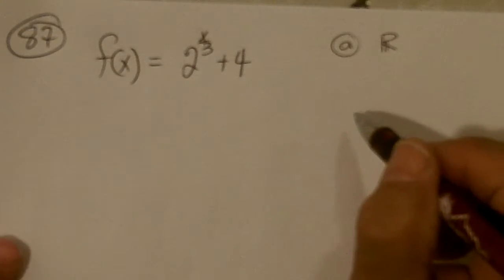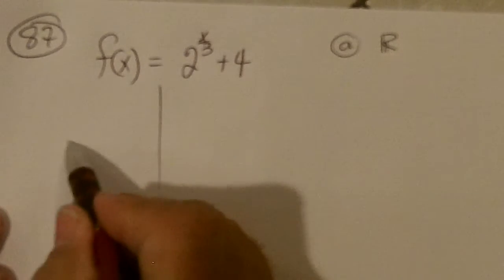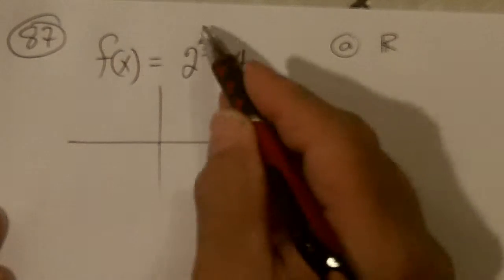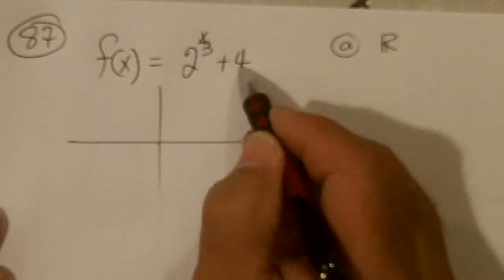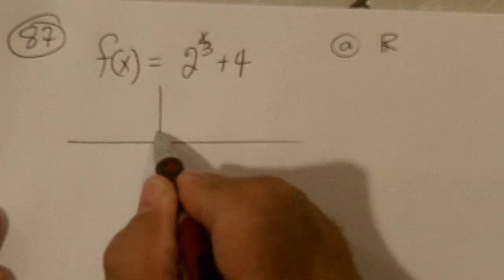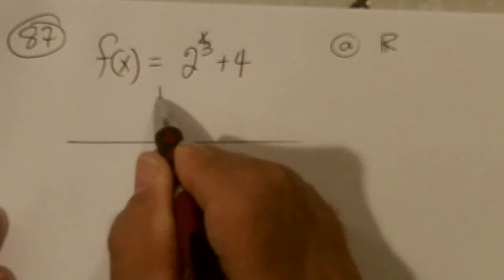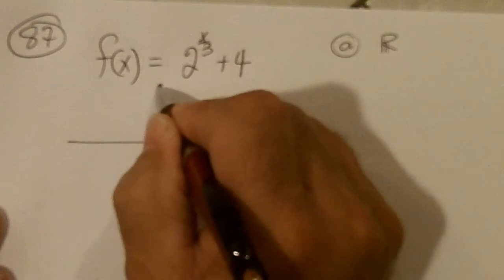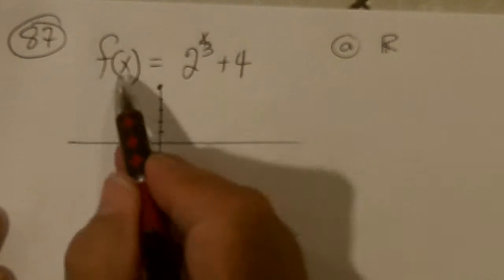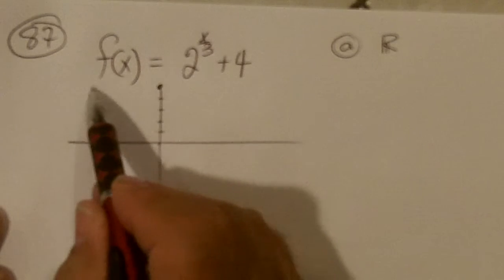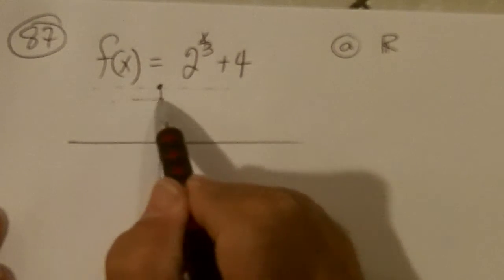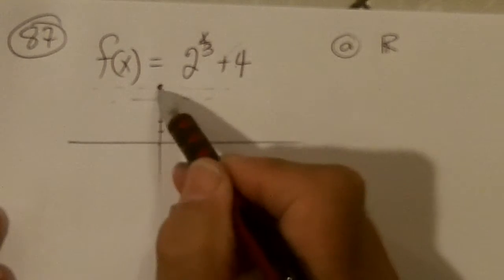B, graph it. So if I put in 0, 2 to the 0 is 1, plus 4 is 5. This exponential is raised up to up here with the x-axis here, because it's up plus 4.